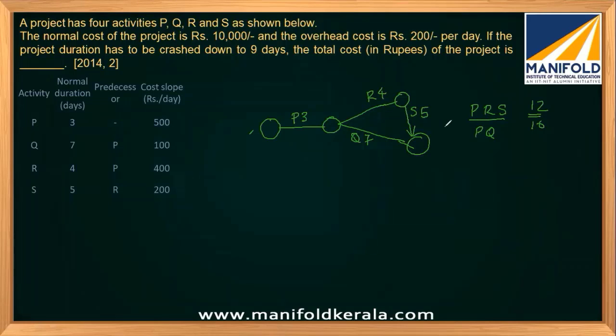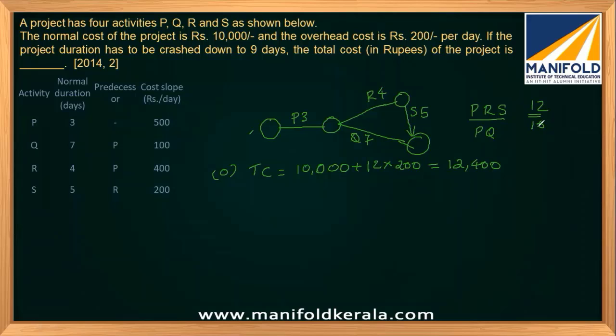Now, first of all, let's calculate the total cost if there is no crashing. The zeroth case means no crashing. So 10,000 is the normal cost. Even though the individual costs were not given for activities, the total is given. Plus we know that there will be an overhead cost of 200 per day. Since 12 days is the project completion time, 12 into 200 will give you 2400, plus 10,000 will give you 12,400. So this is the total cost if there is no crashing.